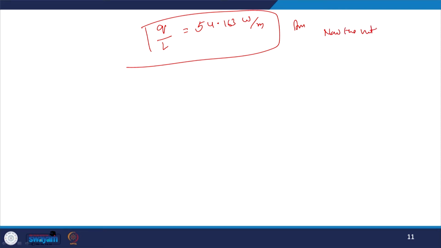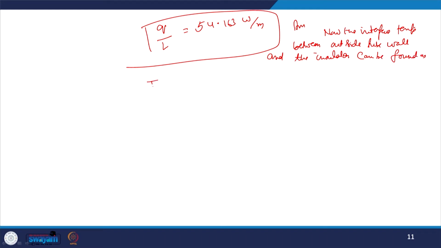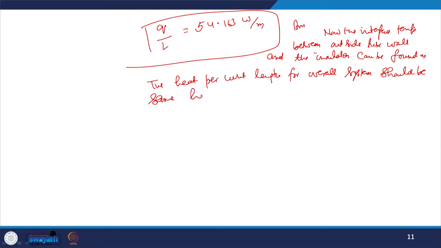Now the interface temperature between the outside tube wall and the insulation can be found as the heat per unit length for the overall system should be the same as the heat transfer per unit length of this interface.